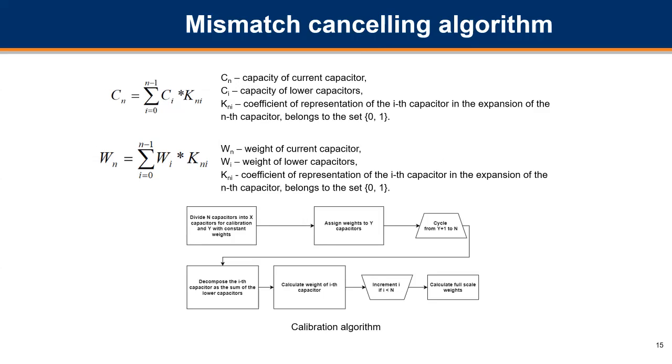First, it is necessary to divide all capacitors into X calibrated and Y constant weights groups. Second step is assigning the weights to the junior capacitors based on their nominal capacity. Next, in the cycle, you have to calculate the weights of the highest capacitors from Y plus 1 to N. And the last step is calculating the full scale weights to generate the output code.